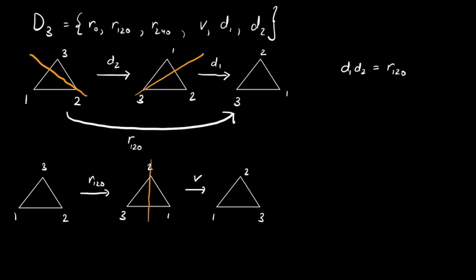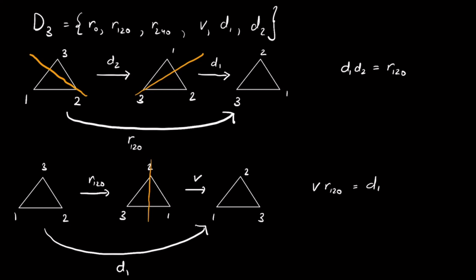Well, I end up with the following triangle. V, remember, flips the 1 and the 3 down here, and it's going to leave this 2 up here fixed. So I end up with this triangle, and then we can ask again, how can I get from the first triangle to the third triangle? I might notice that this is the same as just doing D1 to my original triangle. And so now I have this operation that V times R120 is equal to D1. And I can do this for all of my operations, and what I'll see is that I actually have the structure of a group.